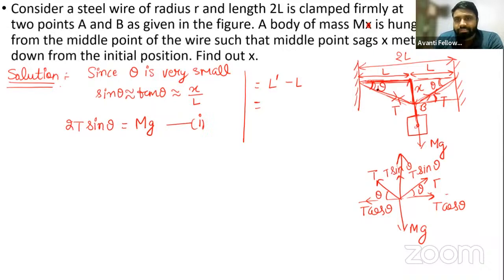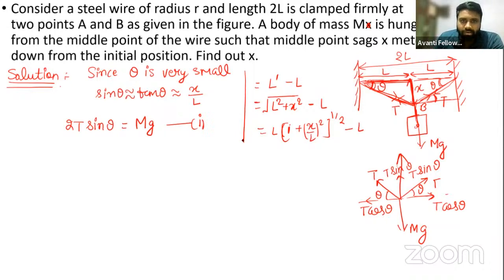What is the value of L dash? L dash is nothing but the hypotenuse of this triangle. So apply the Pythagoras theorem. L dash will become square root of L square plus x square, minus L. If you take this L common, it will become L into (1 plus (x upon L) square) raised to the power 1 by 2, minus L.